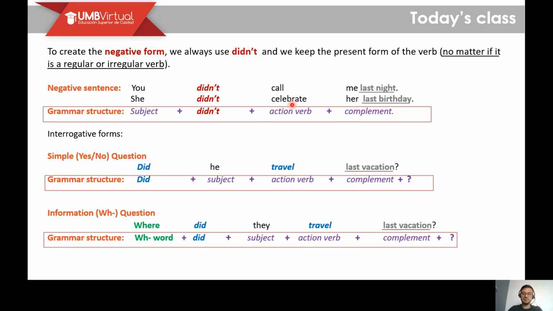Now we have the interrogative forms: simple question and information question. With them, what we are going to do is to use the auxiliary did. It is also possible to make a question in negative form, yes. In this case it would be didn't, but for this explanation we will use did, like an affirmative question. So in here we have did between the subject and the verb. We have to move the auxiliary to the beginning of the sentence, and the rest continues the same. You close your question with a question mark, and that's it. Did he travel last vacation?